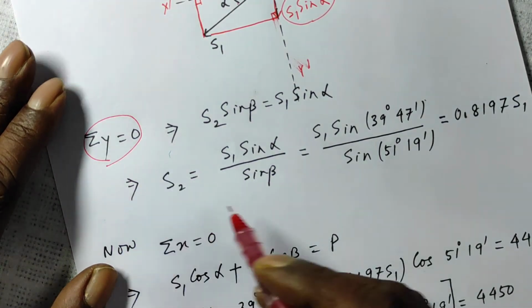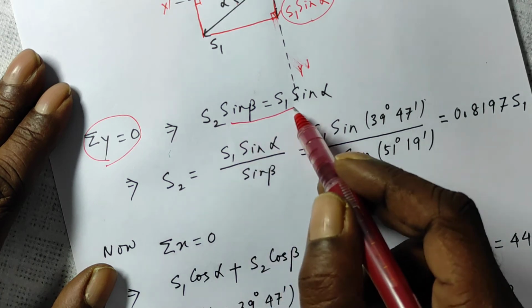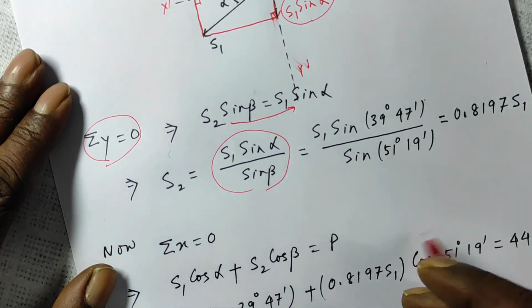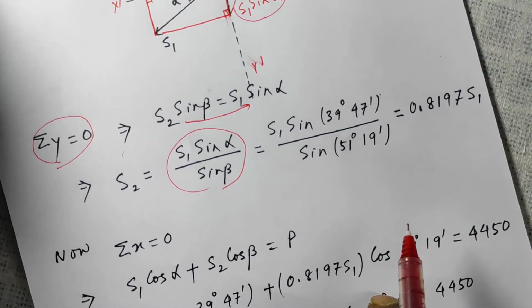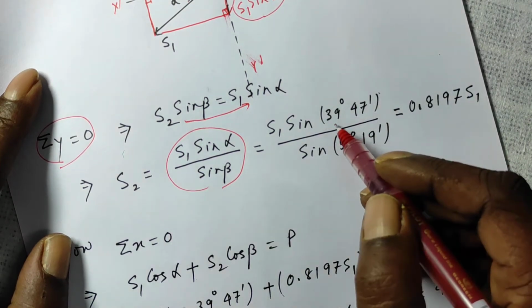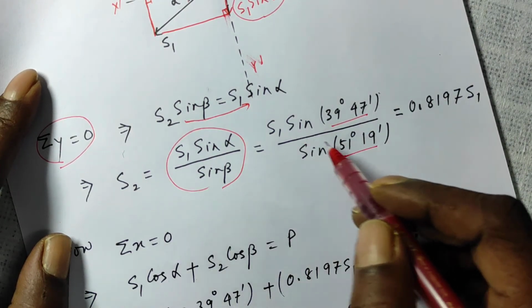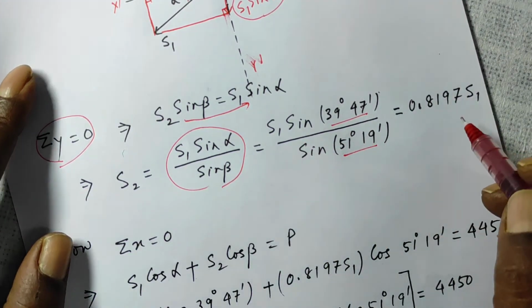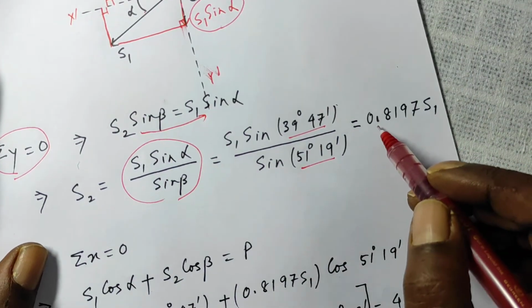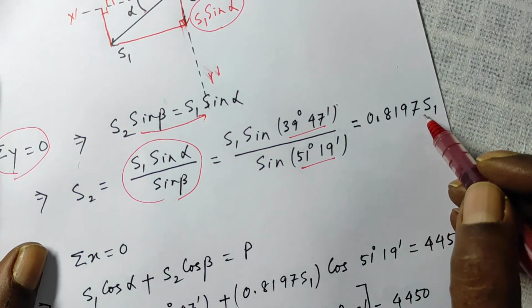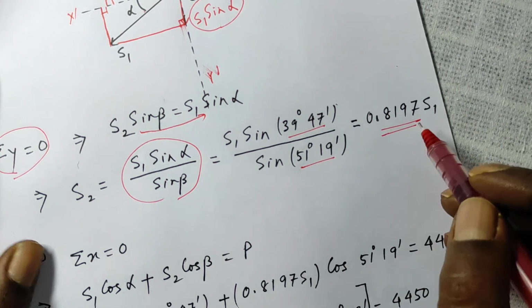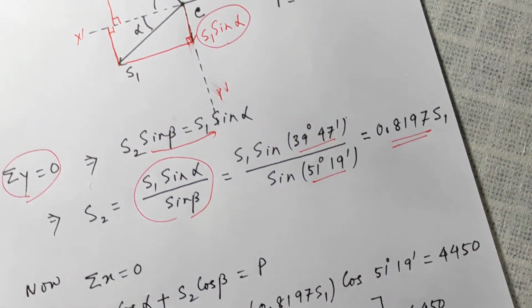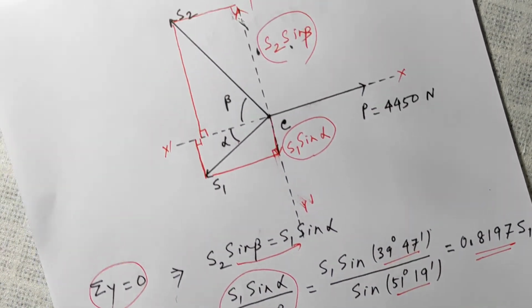Sigma y is equal to 0. So S2 is equal to S1 sin alpha over sin beta. We have already found out alpha and beta, so put the value of alpha and beta in a scientific calculator. This comes out to be 0.8197 times S1.